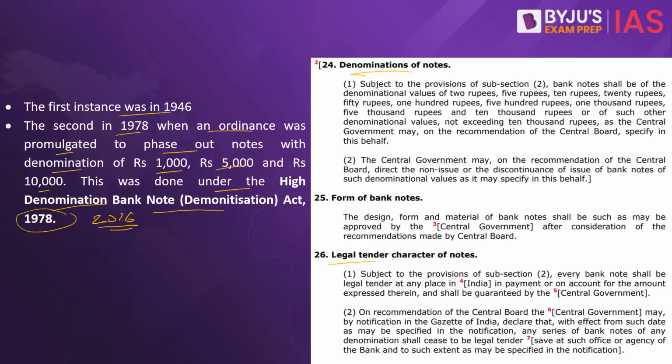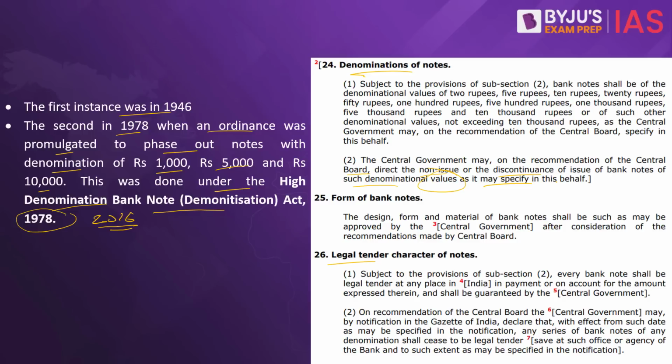The central government may, on the recommendation of the central board, direct the non-issue or the discontinuance of issue of banknotes of such denominational values as it may specify in this behalf. So section 24(2) speaks about demonetization. It speaks about taking off certain currencies from the market, and this power is given to the Reserve Bank of India. So the Reserve Bank of India makes a recommendation to the central government, and the central government, by issuing a notification, can immediately demonetize a particular currency.